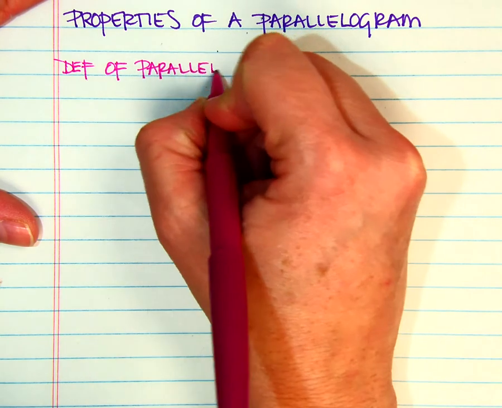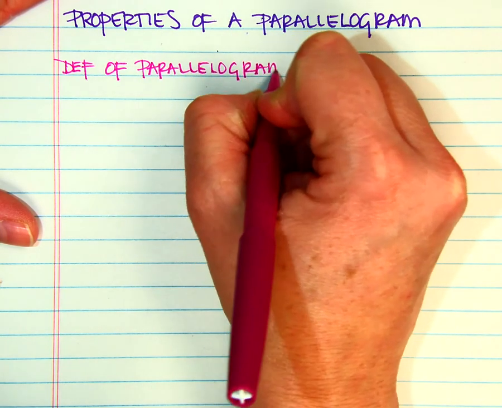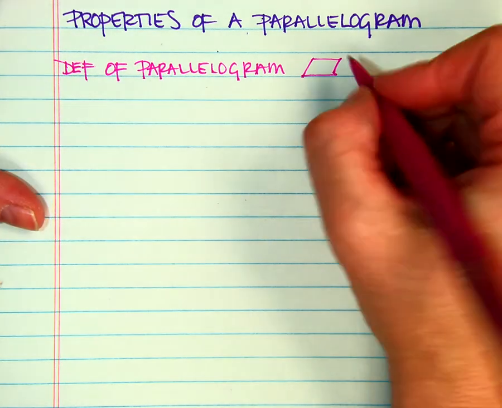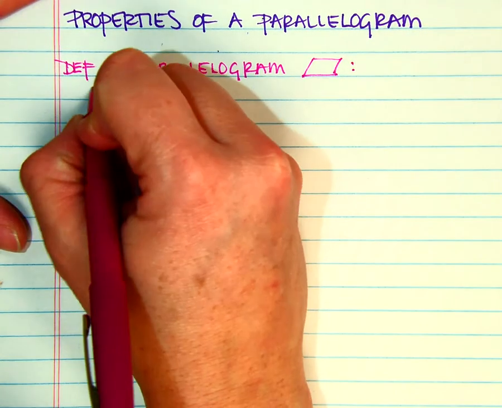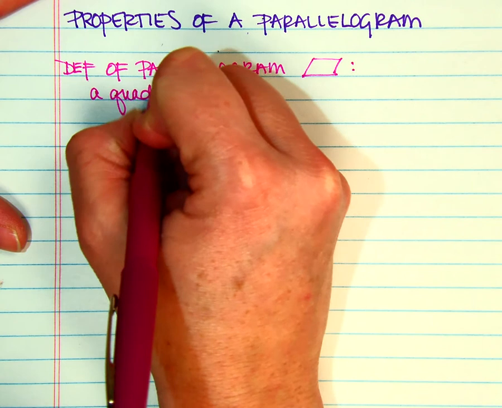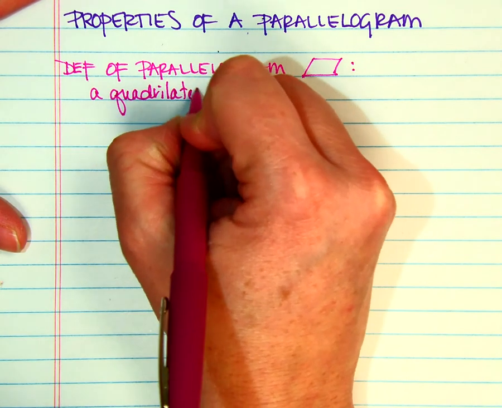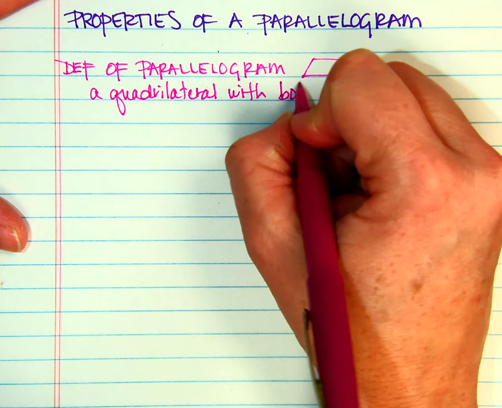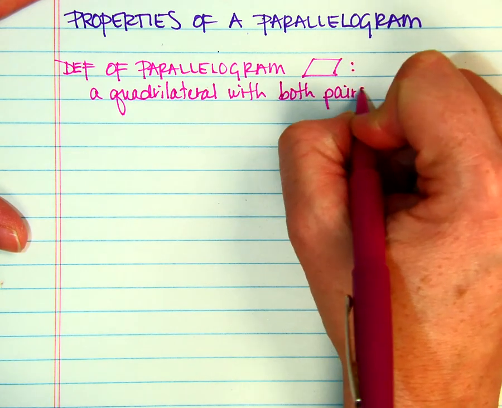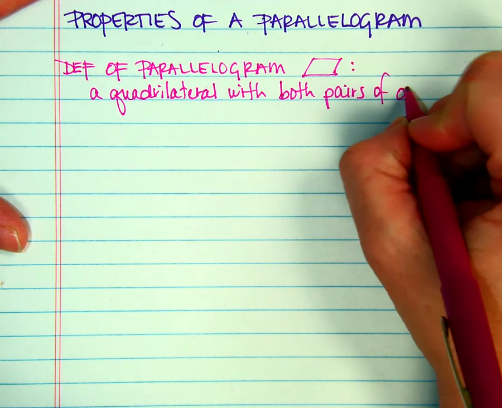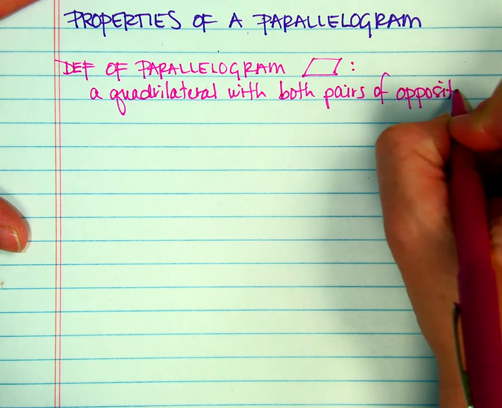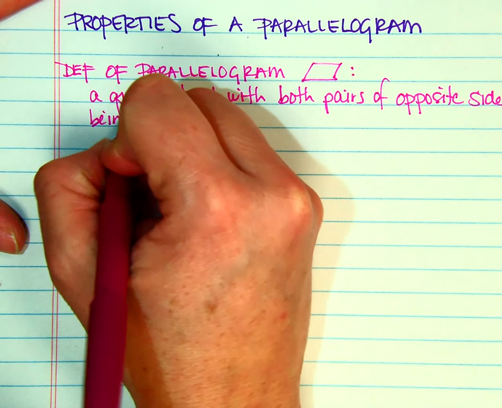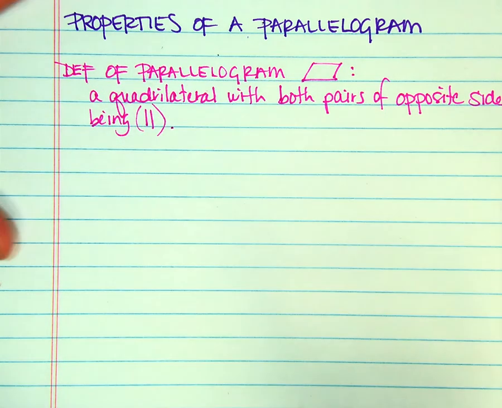Now, parallelogram is a pretty lengthy word. That's why there's a symbol for it. So anytime that you want to use that symbol, that is fine. The definition of a parallelogram is a quadrilateral with both pairs of opposite sides being parallel. Remember, we have that symbol.